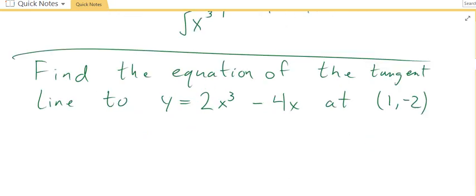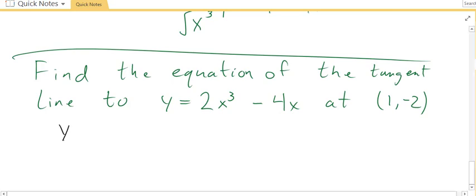For one final example in this video, let's do the following problem where we want to find the equation of the tangent line to the curve y equals 2x cubed minus 4x at the point 1, negative 2. Again, maybe you want to hit pause here and try working this out on your own.